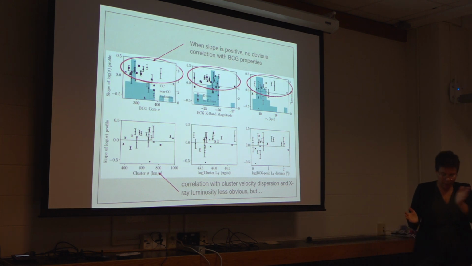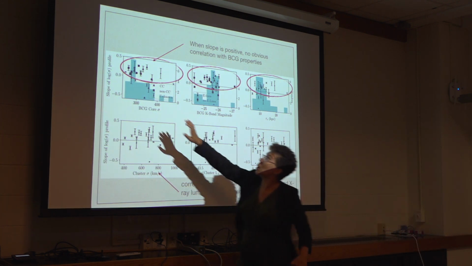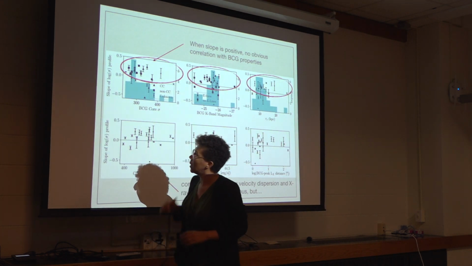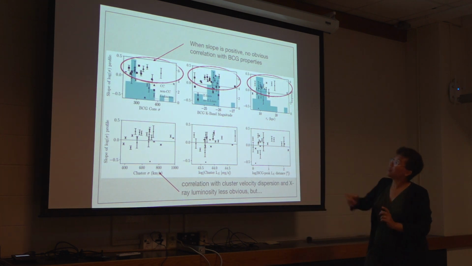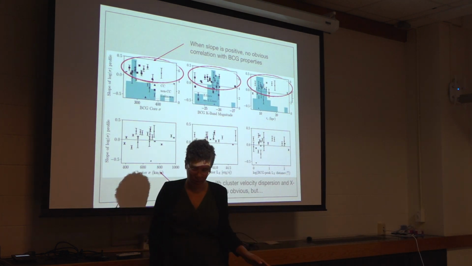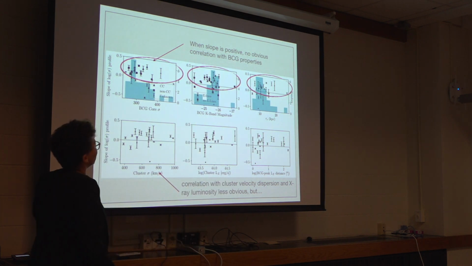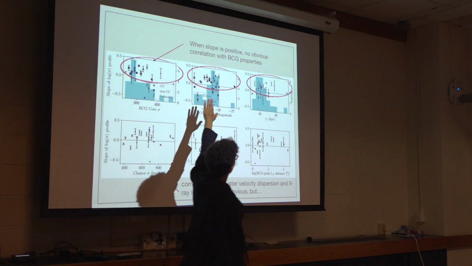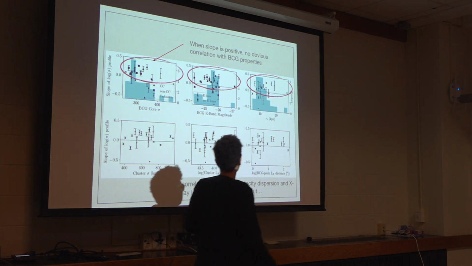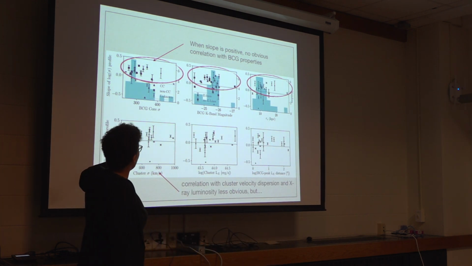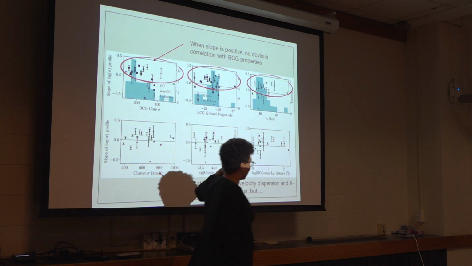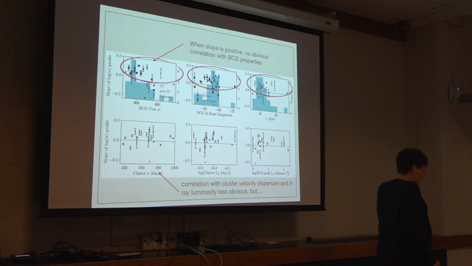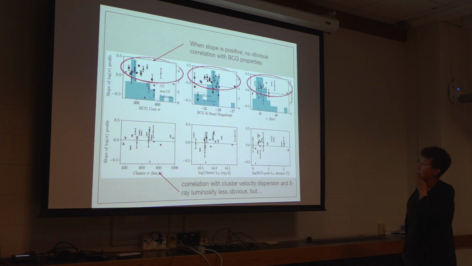So we do the same thing, we parameterize the difference with the slope, and we look at the slope of the velocity dispersion with BCG properties and with cluster properties. When the slope is positive, so when the velocity dispersion rises, there's no obvious correlation with any of the BCG properties. Any correlation with cluster velocity dispersion and X-ray luminosity is less obvious, but in the next slide I'll make a case for what I think is going on.